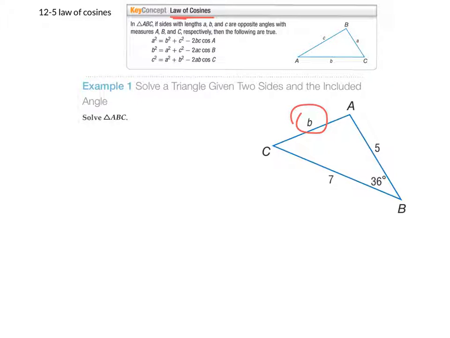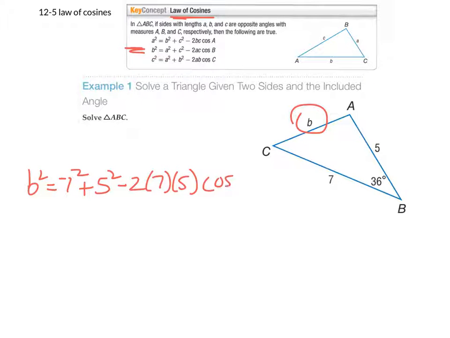We use it when we have what's called an included angle between two sides. So I'm going to find b, so I'm going to use this part of it. So b squared equals, and a squared is just 7, so 7 squared gets added to the c squared, which is 5, and that's going to be subtracted by 2 times 7 times 5, and then cosine of b, because that's the only angle they give us, which is 36.